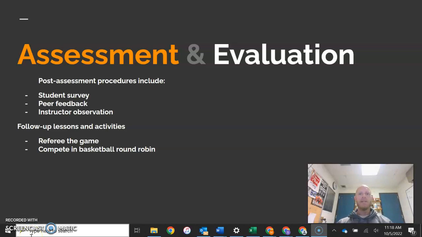Lastly, let's look at how we assess and evaluate our compacted differentiated instruction unit within basketball. So some of the post-assessment procedures include personal student surveys, peer feedback, and instructor observation. These things are very valuable not only for us but our students as we're looking to continue to learn, grow, and develop within the unit.